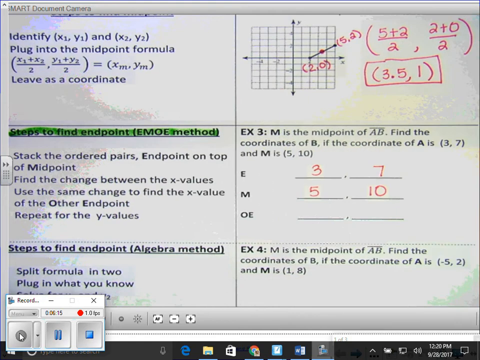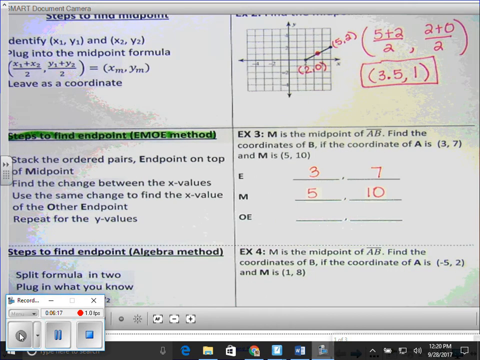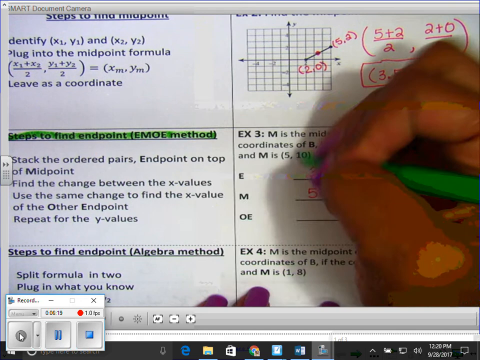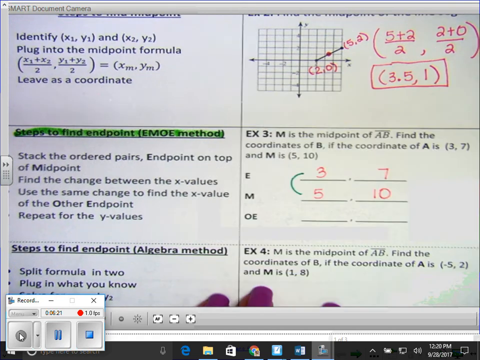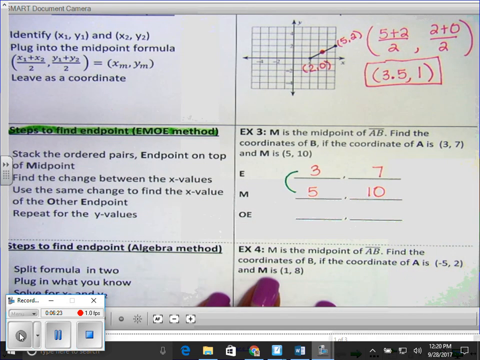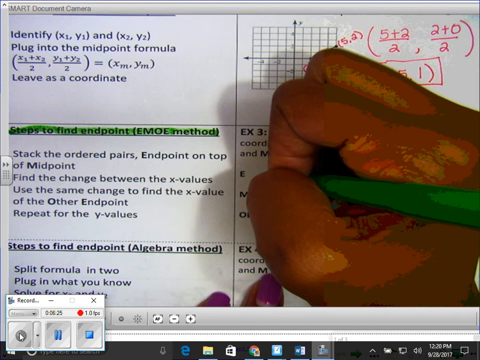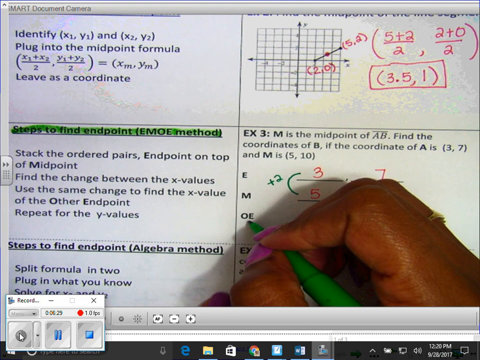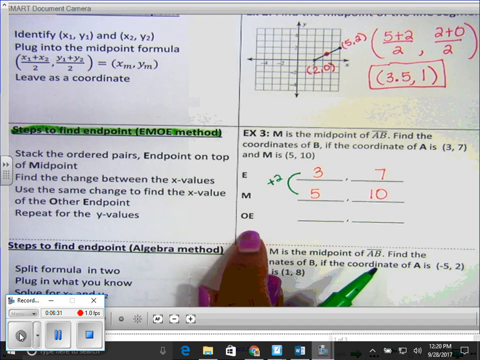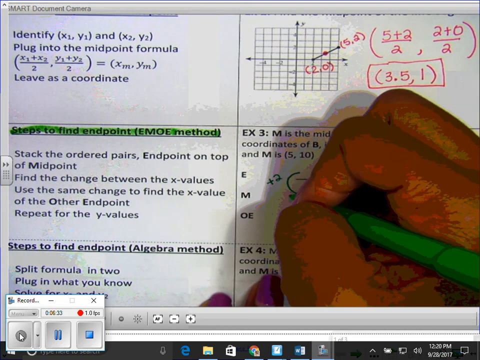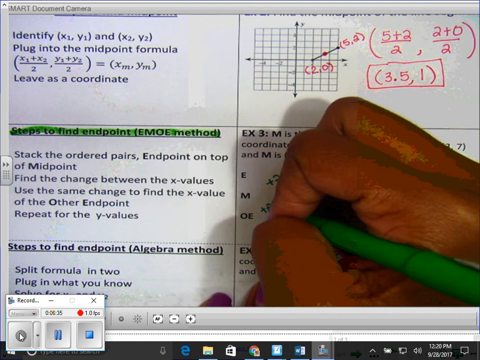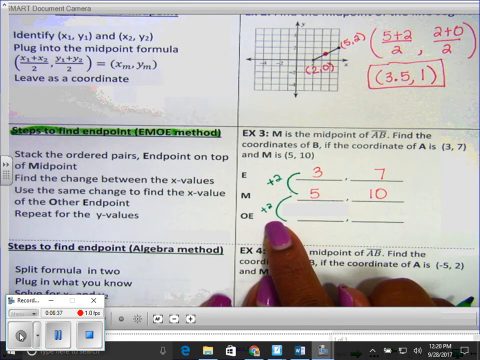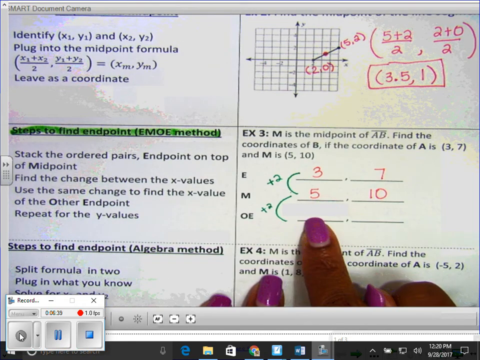Okay. So now this is what I mean. What did I have to do to get from 3 to 5? We had to add 2. So we had to add 2 there. So guess what? To get from the midpoint to the other endpoint, that's what the OE stands for, we've got to add 2 again. So if we're now at 5 and have to add 2, where are we? 7.